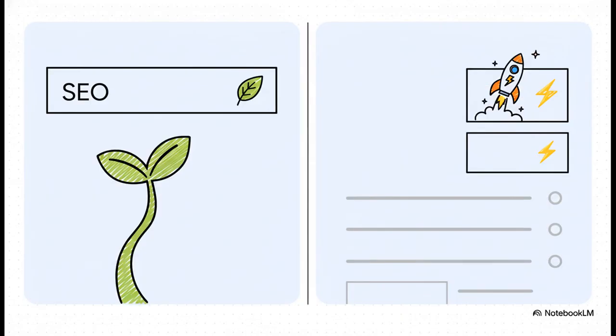Let's zoom in on search marketing for a second. This shows the 2 sides of the coin perfectly. On one side, you've got SEO, search engine optimization. This is the long game. It's about building trust and authority so that Google naturally recommends you. On the other side, you've got PPC, or pay-per-click. This is your express lane to the top of the search results, giving you instant visibility.